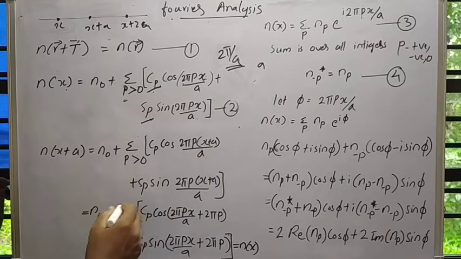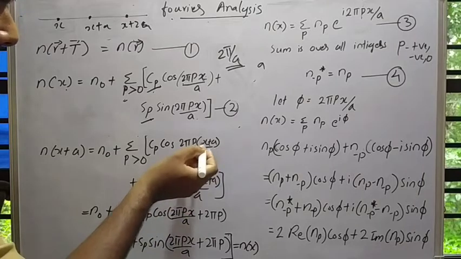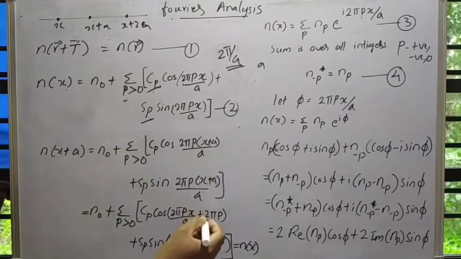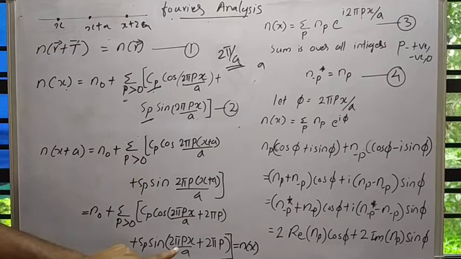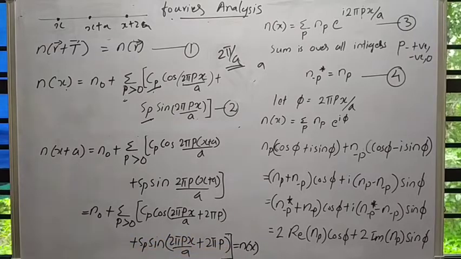That is equal to n naught plus sum over p greater than 0, cp cos(2 pi px over a plus 2 pi p a over a). a and a will get cancelled and we will get 2 pi p. Plus sp sin(2 pi px over a plus 2 pi p a over a). a and a will get cancelled.